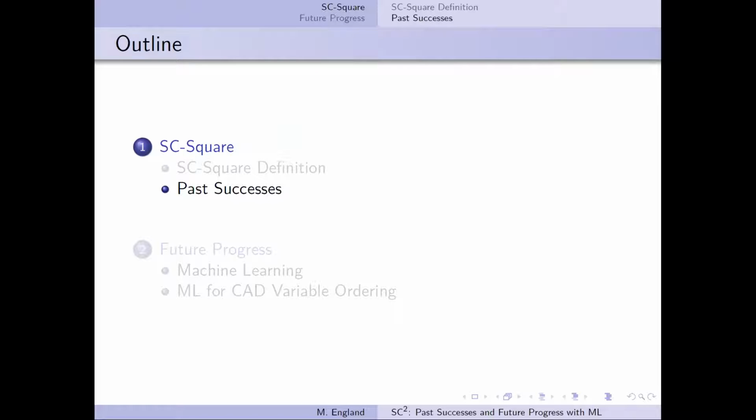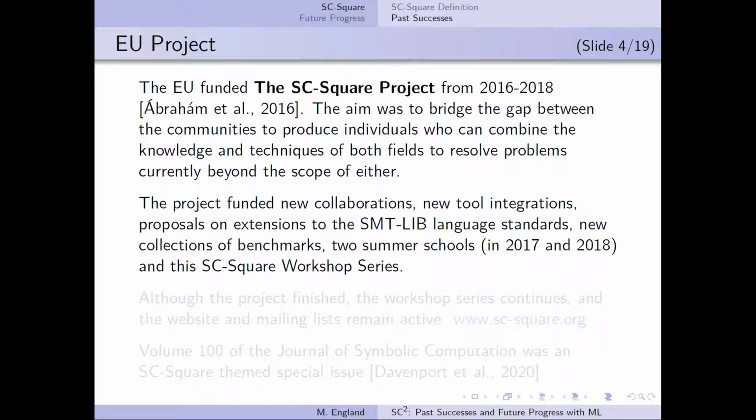So what kind of successes has the SCSquared community had to date? Well, I'll start by mentioning the fact that the community won an EU project, which is where the name SCSquared comes from. This was funded by the EU from 2016 to 2018. The aim of the project was to bridge the gap between these communities. It was a slightly odd grant because the main aim wasn't necessarily new research, but rather new individuals, people who could combine the knowledge and techniques of both of these fields and be members of both communities.